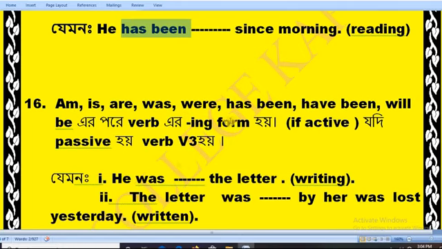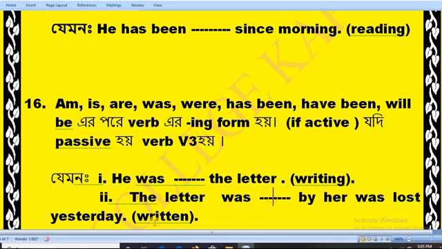Now 16. If you see am, is, are, was, were, this type of auxiliary verb, after the auxiliary verb the verb will be in ing form if the sentence is active. Be very careful. That is a very important rule. Am, is, are, was, were, after be verb, if you see any gap, then if the sentence is active, how do you know? How do you understand that it is active? If the subject is a doer. Okay. Here he was, write the letter. That means the letter will be written by him. So here the action doer is he. That's why he was writing the letter.